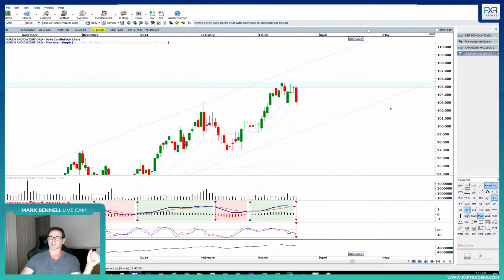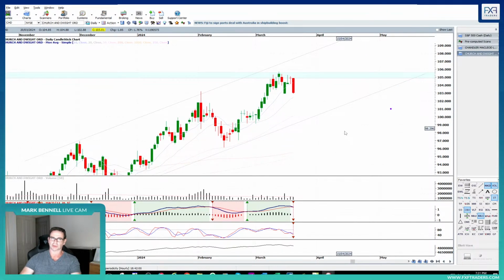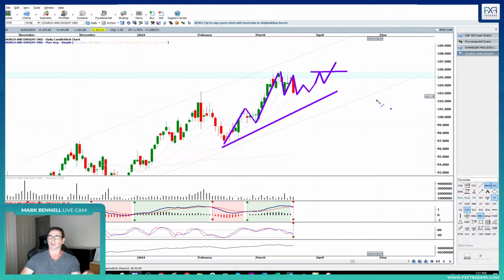Is this just a bit of a shakeout to get everybody out? You know, possibly. All right. So I'd prefer to see that kind of base out here, Ben, and then show a little bit more strength, and then look for your breakout.